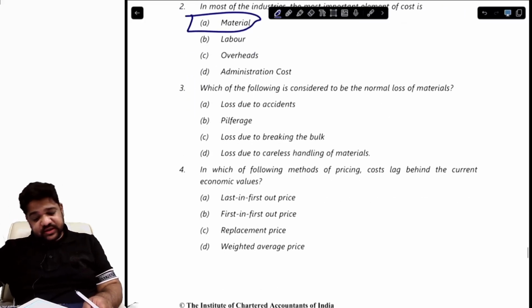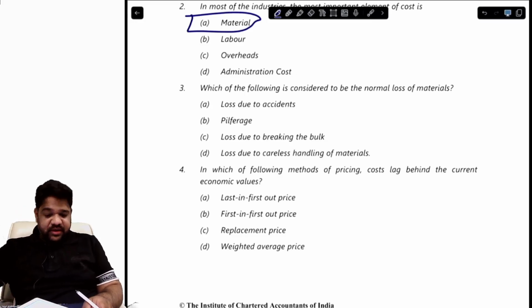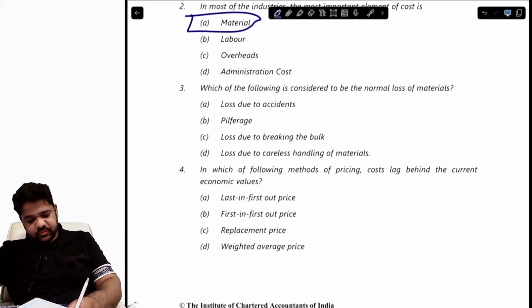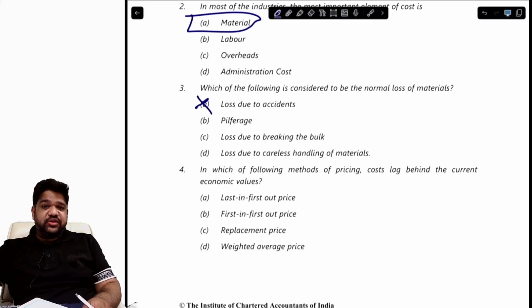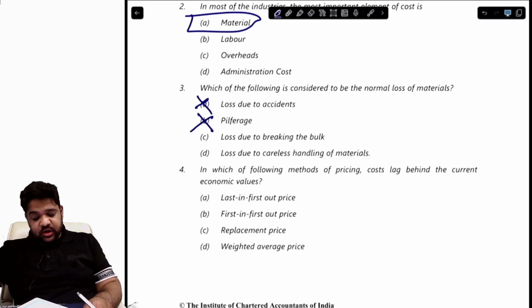Then the third one, it says, which of the following is considered to be normal loss of material? Loss due to accident. Now, is accident normal in nature? No. Pilferage. Pilferage is basically theft, something similar to theft. Is theft normal? No. Then loss due to breaking the bulk. Breakages could be normal. Some part of it would be normal, I guess.